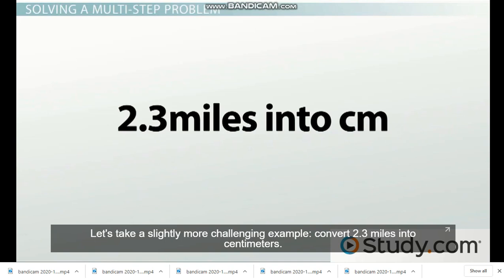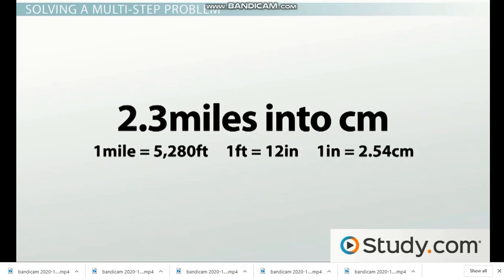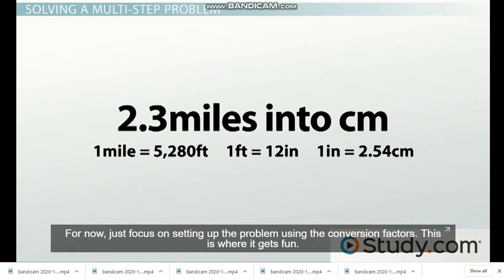Convert 2.3 miles into centimeters. First, let's list our conversion factors, the information we will most likely be using to solve this problem. We have 1 mile equals 5,280 feet, 1 foot equals 12 inches, and 1 inch equals 2.54 centimeters. There may be some conversion factors you will need to memorize, but we will discuss those as needed throughout the course. For now, just focus on setting up the problem using the conversion factors.